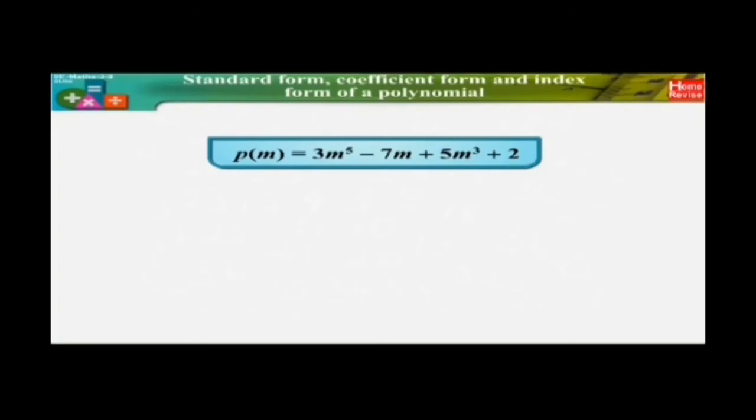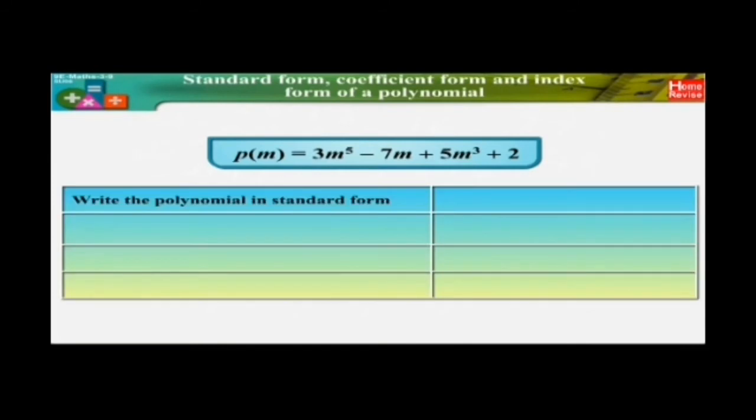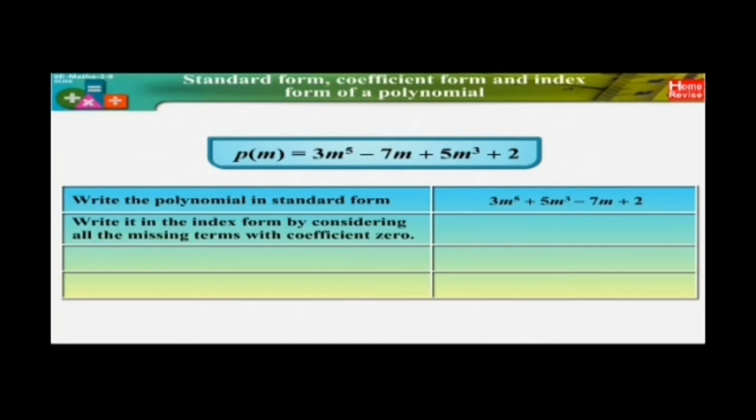P(m) is equal to 3m^5 - 7m + 5m^3 + 2. Write the polynomial in the standard form. So it will be 3m^5 + 5m^3 - 7m + 2. Write it in the index form by considering all the missing terms with coefficient 0.